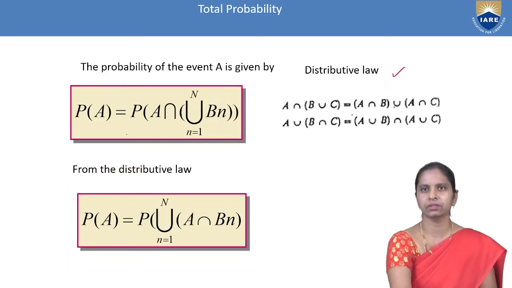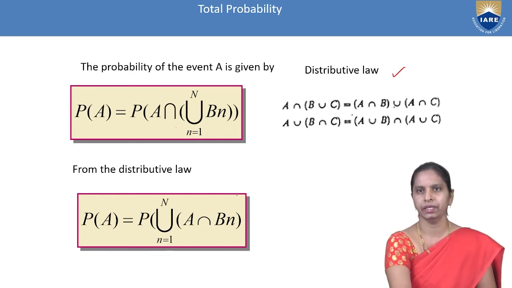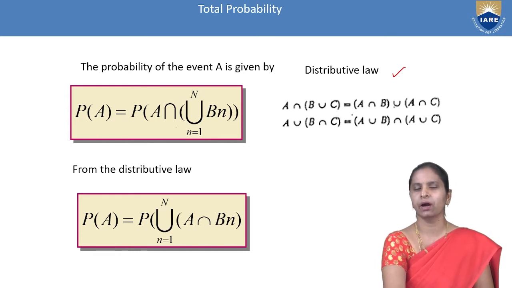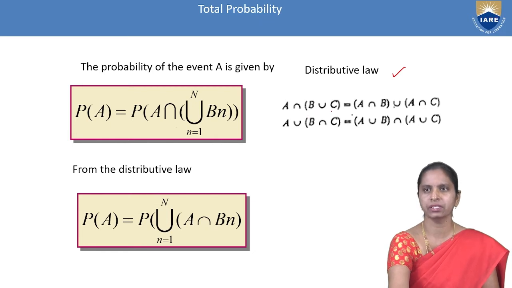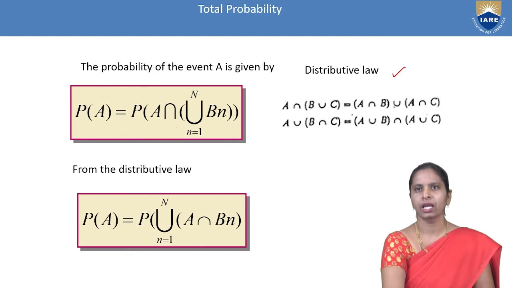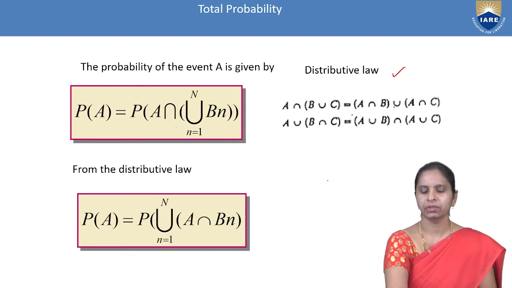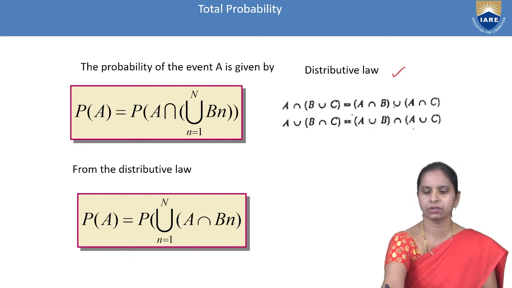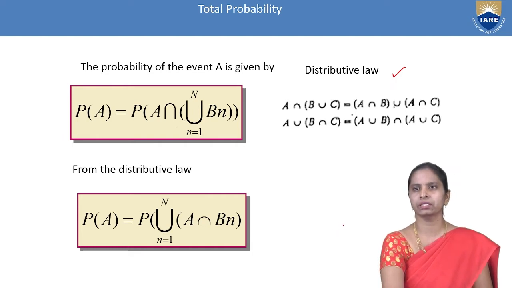So, what is P of A equal to? P of A intersection union of n equals 1 to n, Bn. Now, I know the distributive law. So, what is the distributive law? The distributive law says that if you define 3 events in the sample space S, then how can I write A intersection B union C is equal to A intersection B union A intersection C. And similarly, how can I write for the union property? A union B intersection C is equal to A union B intersection A union C. So, this is called the distributive law of the sets.